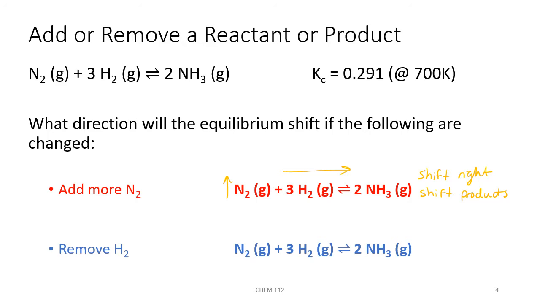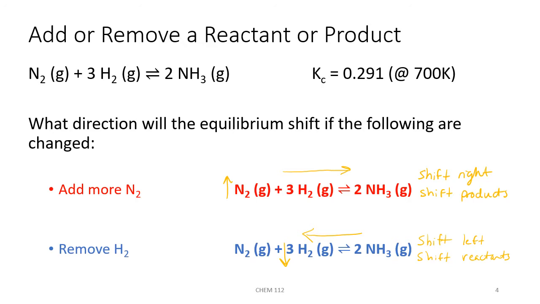Whether you say right or you say products, that means the same thing. Now, what direction will the equilibrium shift if instead we remove H2? So now in this case, we're taking away a reactant. So if we reduce the amount of hydrogen present, maybe we siphon it off in some way, now our system realizes that it's lacking hydrogen. So it needs to overcome that stress of having less hydrogen by generating more. So the equilibrium will shift towards the removal, or to the left, or the reactants in this case. It shifts towards whatever you take away. So to overcome that loss of hydrogen, the equilibrium will shift left, or shift towards the reactants.